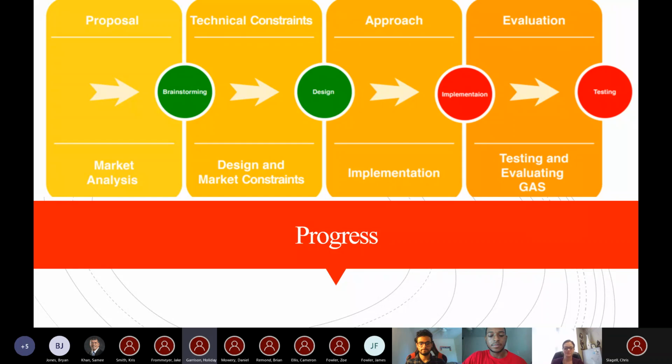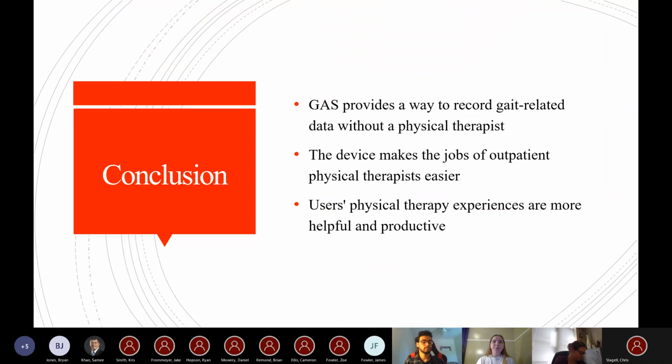For our progress, we've already submitted our proposal and our constraints, and we're getting our final details done on our approach document, and we've already put in our first parts order. By the end of October, we'd like to have a prototype working and most of the code finished so we can spend November testing and debugging.